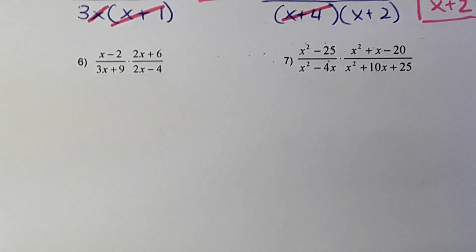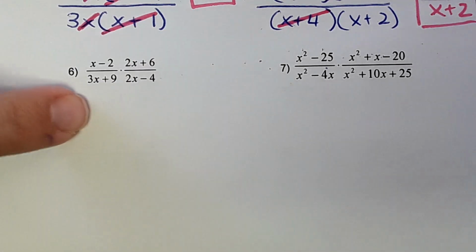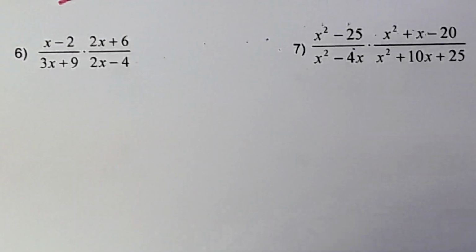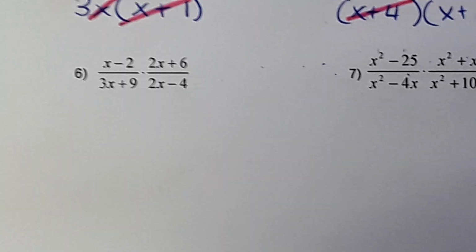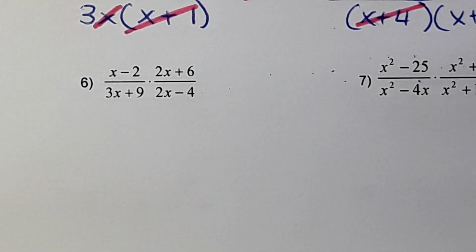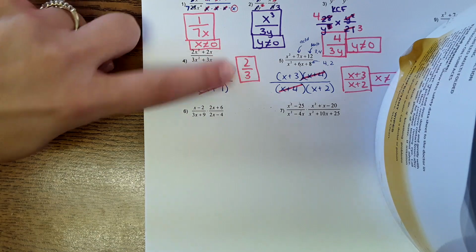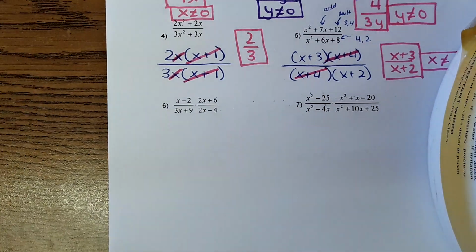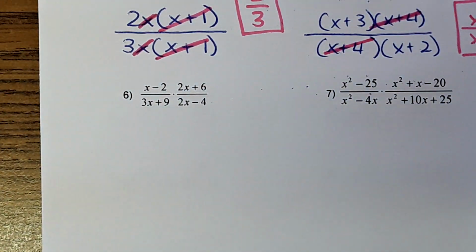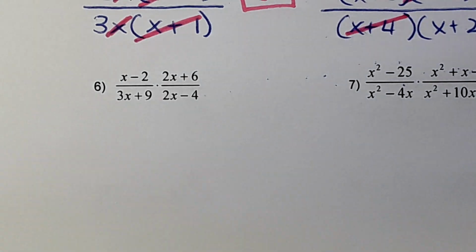Number 6. Okay. Dealing with multiplication. We're good there. We're going to factor stuff out and then see what cancels. What's the reason you didn't write x can't equal 0 for 4? Well, there's no x in the denominator. That's just the answer. Okay. Number 6, try to simplify as much as we can and then see if anything cancels.